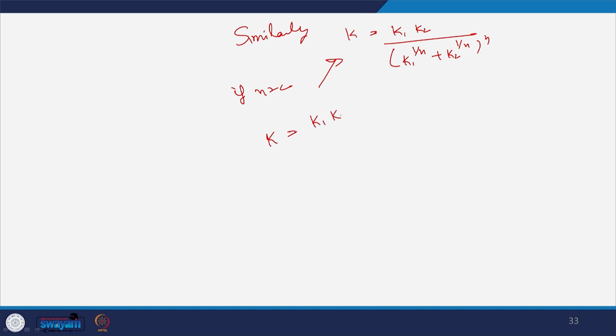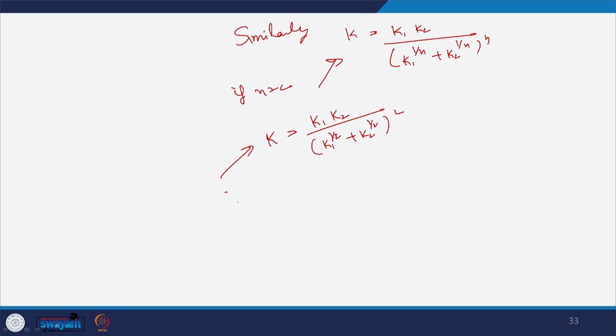Similarly, K is equal to K1 K2 upon K1 to the power 1 over n plus K2 to the power 1 over n. Now if n is equal to 2, this above equation gives the total resistance of two pipelines in parallel, which can be given as K is equal to K1 K2 upon K1 to the power half plus K2 to the power half, whole square, where K is the total resistance of two pipelines looped together.